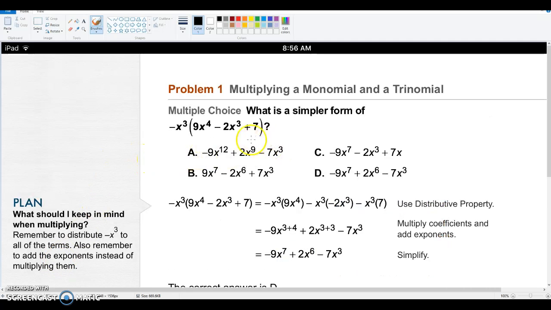So they give you this multiple choice problem where we have negative x cubed times (9x to the fourth minus 2x cubed plus 7). So using the same distributive property, you do negative x cubed times 9x to the fourth. It starts off with a negative because it's a negative times a positive. There's no other coefficient in front of this x cubed, it's just this 9, so we just have a 9. And x cubed times x to the fourth, you add your exponents, 3 plus 4 is 7.